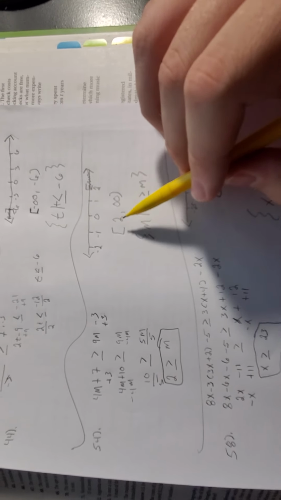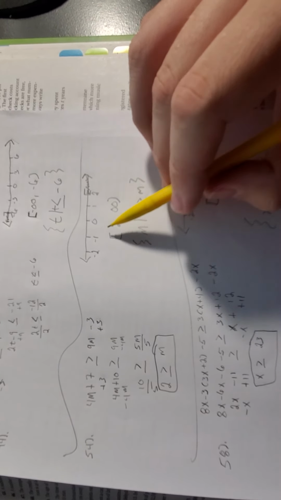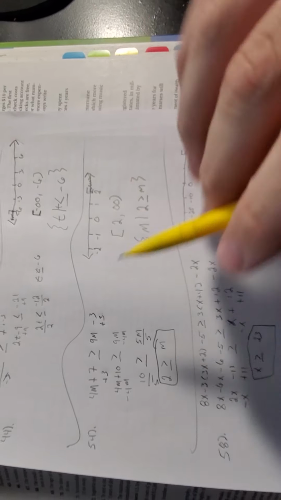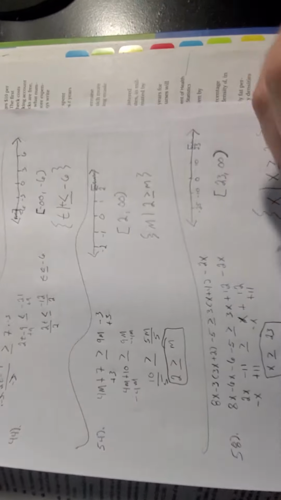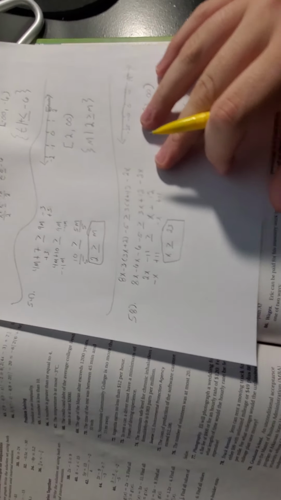So then for our interval notation, it's going to be the bracket, stating that it is equal to 2, and 0, positive infinity. So that's for problem number 54.